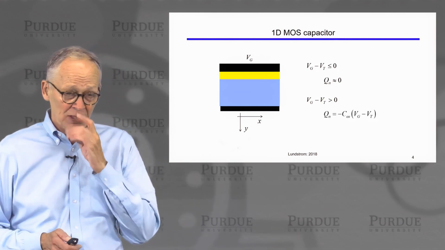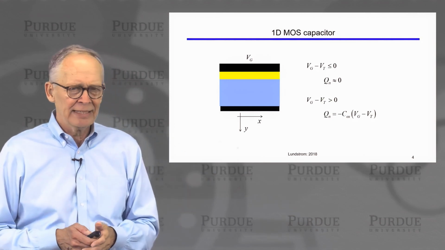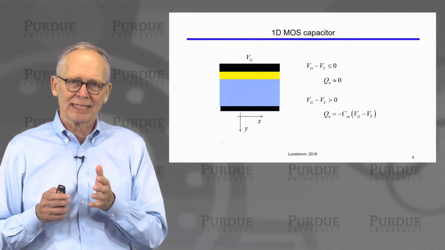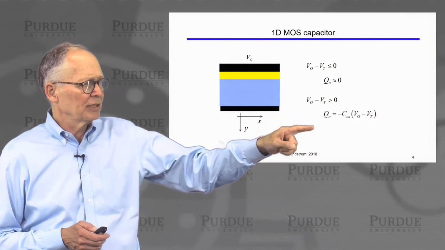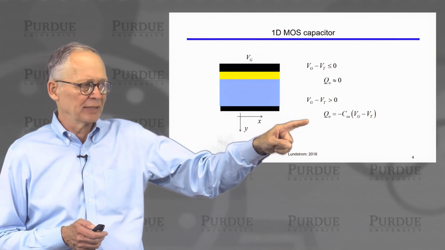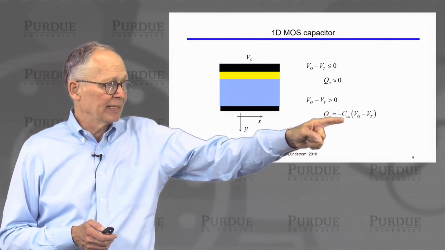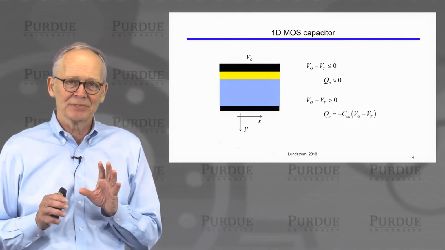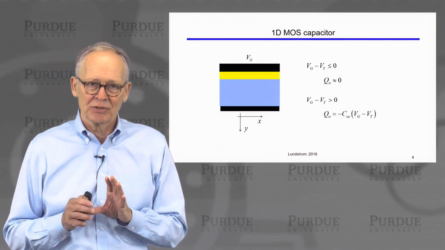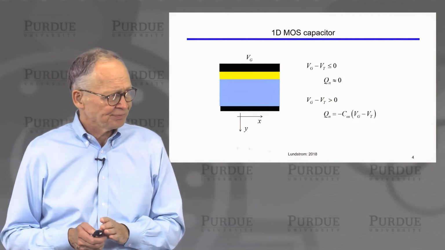Above threshold, we've written the charge very simply. It's negative because there are electrons. It's proportional to capacitance times voltage, as it is for any capacitor. But this is only the charge due to the mobile electrons. And we only have charge due to mobile electrons when the gate voltage is bigger than the threshold voltage. So we get a nice, simple expression for the mobile electron charge as a function of gate to source voltage.